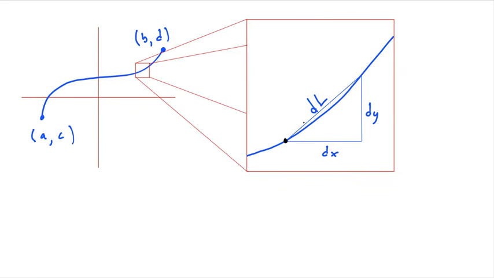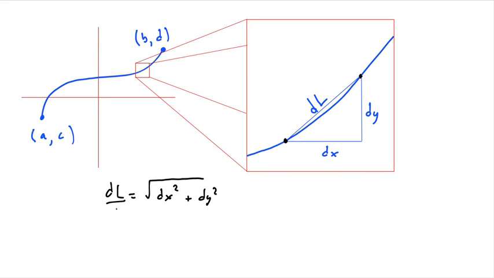If we create a triangle, we can get a horizontal leg of dx, a small change in x, and a vertical length of dy, a small change in y. We can find dl by using Pythagorean's theorem. dl is the square root of dx squared plus dy squared. This is simply from Pythagorean's theorem.